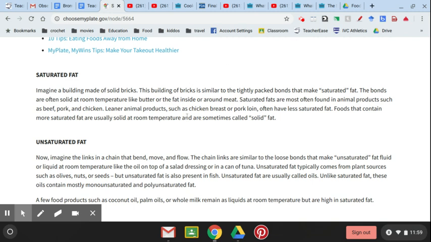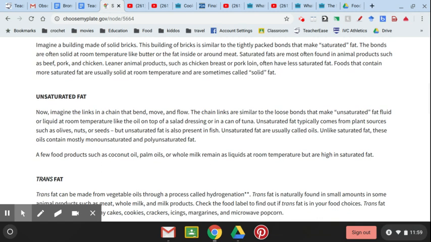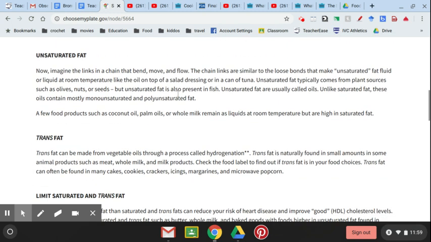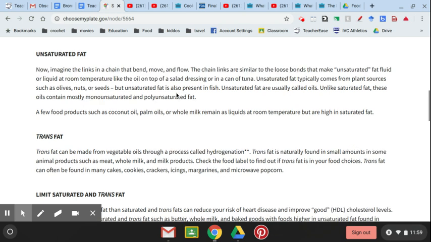Unsaturated fats are the ones that tend to be healthier for us. These are more of our liquids, like our oils. Some of our coconut oil, palm oil, whole milk oil, and stuff like that are saturated, but like our olive oil and stuff is good for us. You can find this in some nuts. Unsaturated fats are the ones we try to get more of.